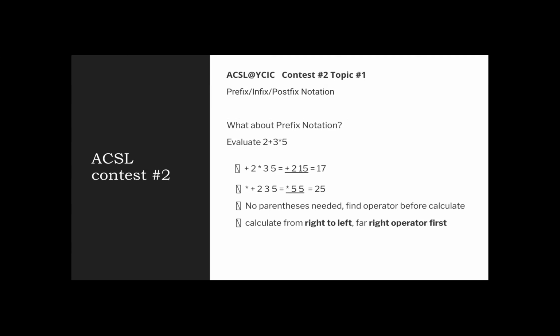And then here multiply plus, it means we plus 2 and 3 first, and then we multiply. No parentheses was needed. The operator comes before the operands. Calculate was right to left. Press right operator first. If two values are multiply and divide, we always go right to left.